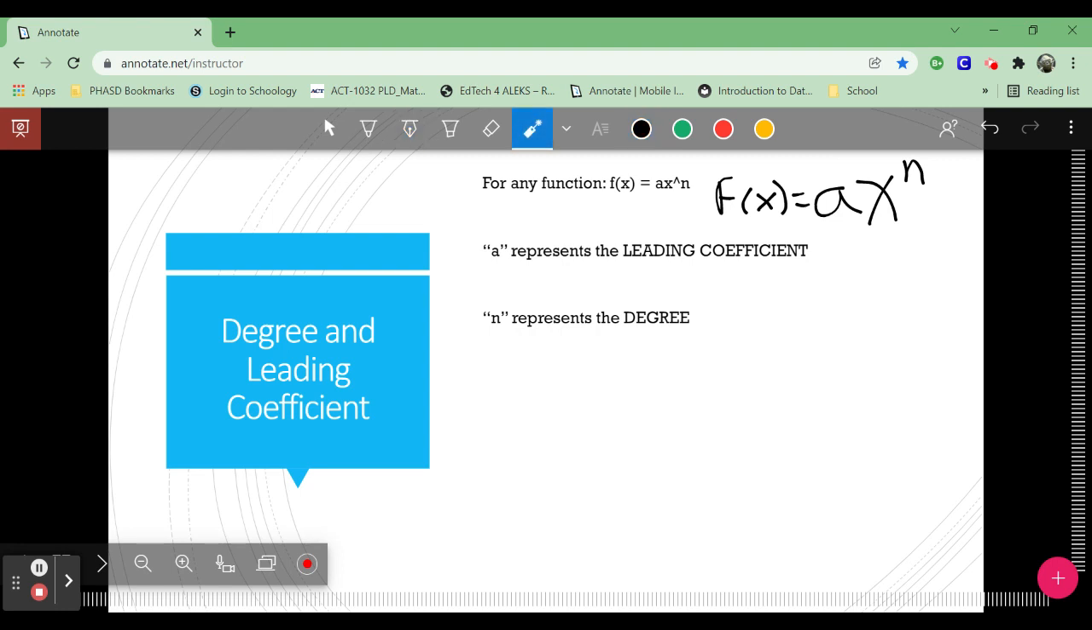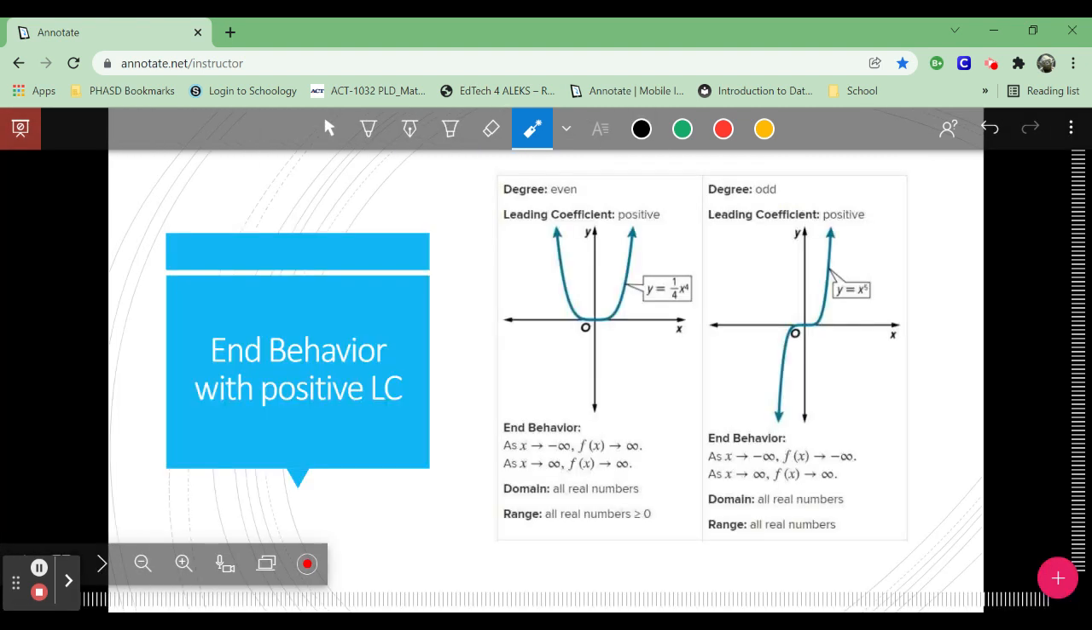And so once I have a function like that, a is the number in front. So a represents my leading coefficient. N is the exponent or the power. It represents the degree of the function. And so by looking at this, I see here that the degree is x to the fourth, or 4, so it's an even degree. The leading coefficient is 1/4, which is a positive number.